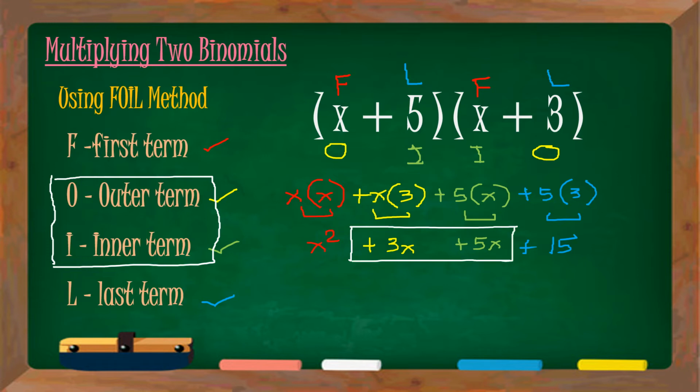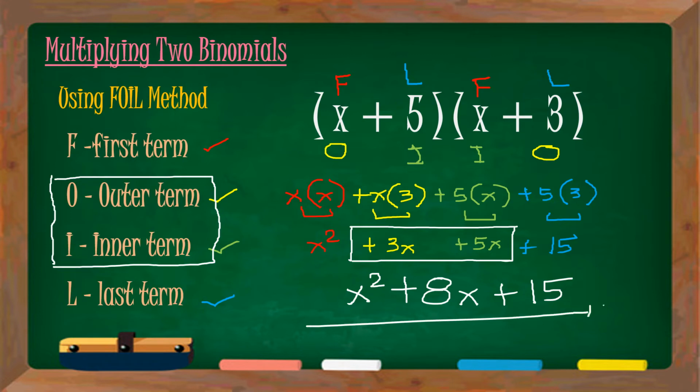So, kapag similar terms, kailangan natin siyang i-combine to simplify the expression. So, as you can see, we have 3x plus 5x. So, 3x plus 5x is equal to positive 8x. Okay, pinag-plus lang natin kasi yun yung sinasabi sa expression. Then, bring down x to the second power and bring down positive 15. So, the product is x squared plus 8x plus 15.